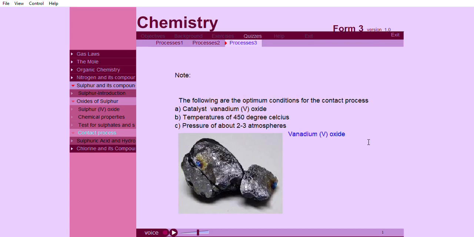Note that the following are the optimum conditions for the contact process. Catalyst: vanadium(V) oxide. Temperature of 450 degrees Celsius. Pressure of about 2 to 3 atmospheres.